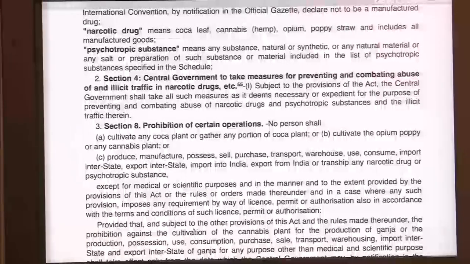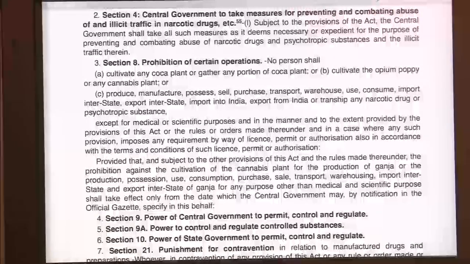And psychotropic substances means any substance, natural or synthetic, or any natural material or any salt or preparation of such substance or material included in the list of psychotropic substances. Now, psychotropic substances also include the agents that perform the role of hallucinogens. So, they create hallucination in the animal, and those are also used as dissociative anesthetics, as we saw in the lecture on immobilization. So, both narcotics and psychotropic substances are covered under the ambit of this act. Now, the central government can take measures to prevent and combat abuse of and illicit traffic in narcotic drugs.